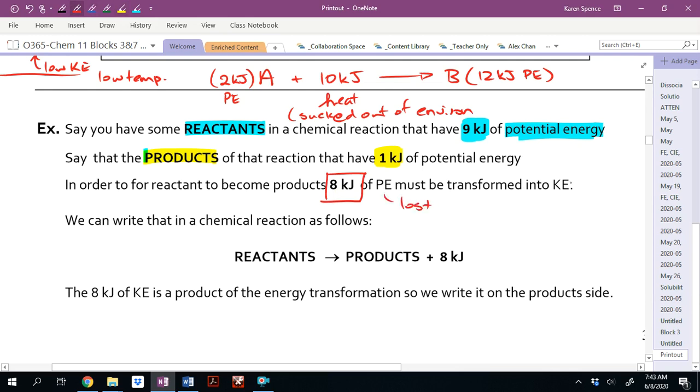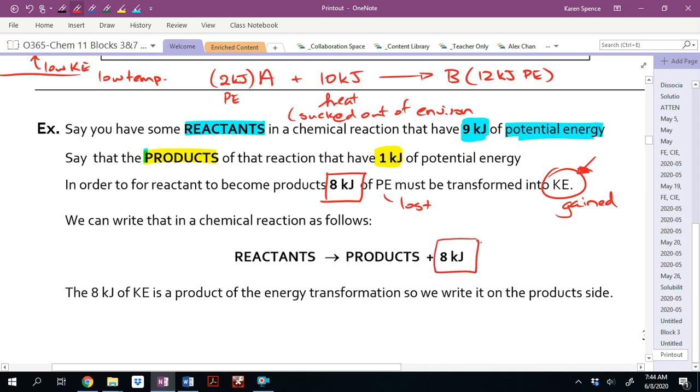Those 8 kilojoules of potential energy that we lost must be transformed into kinetic energy. So we gained kinetic energy. The system lost potential energy, and we now end up with more kinetic energy than we had before. So here's the weird thing.